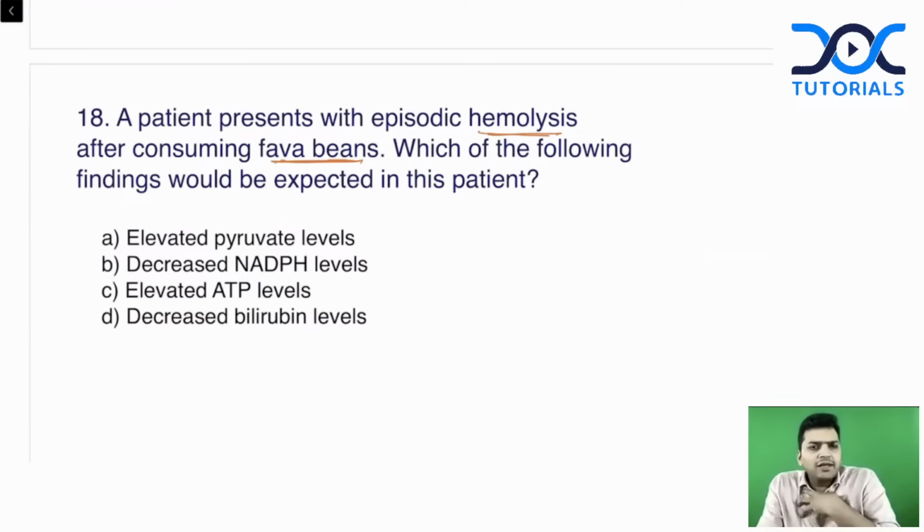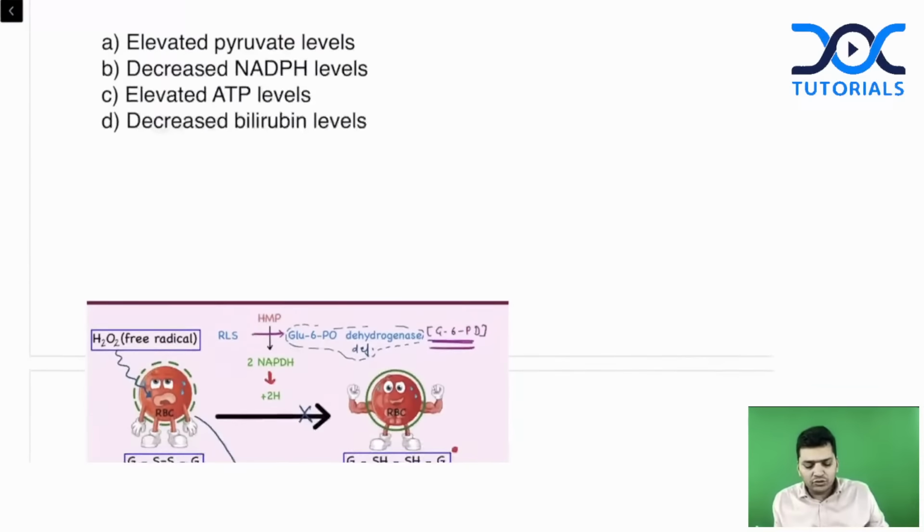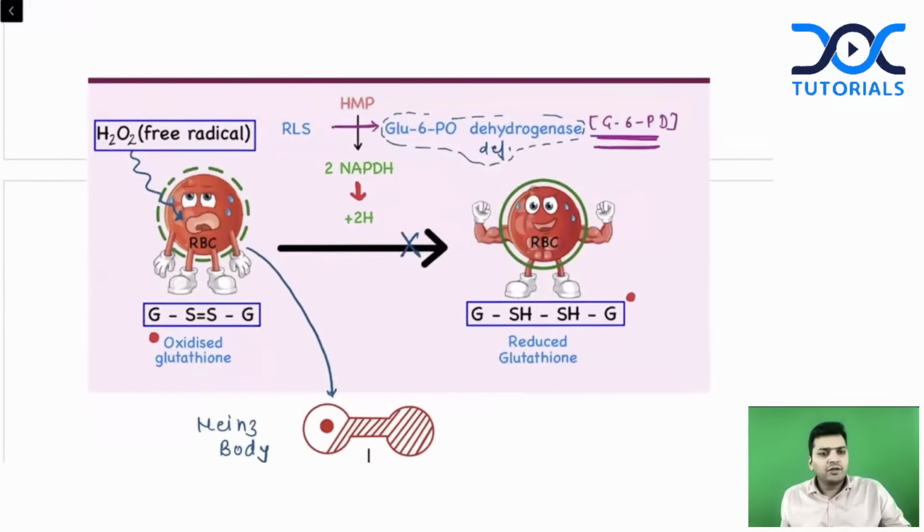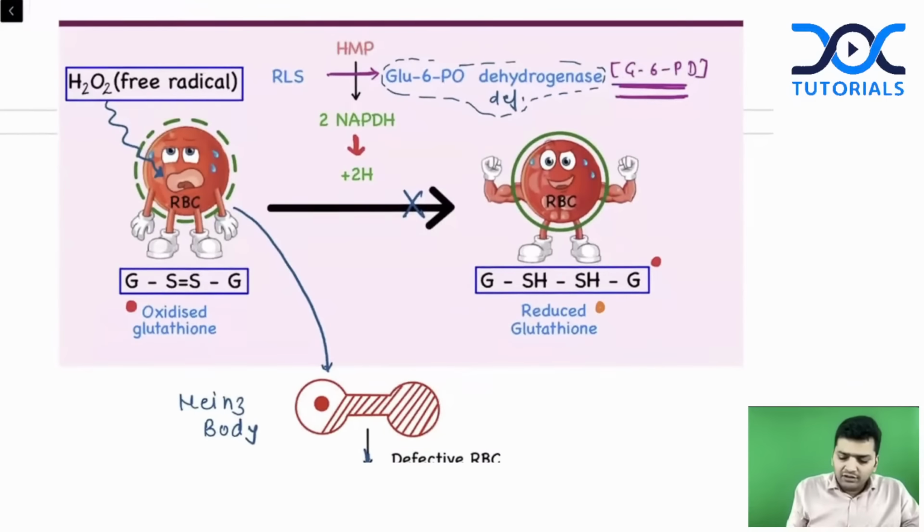When you and me are eating fava beans, nothing happens because on the RBC we have a cover that is called the reduced glutathione. Do you remember? We always have this reduced glutathione as a cover on the RBC. Whenever we have oxidized glutathione, we immediately convert that into reduced. And to convert the oxidized into reduced, we require hydrogens. And where do these hydrogens come from? From the NADPH.